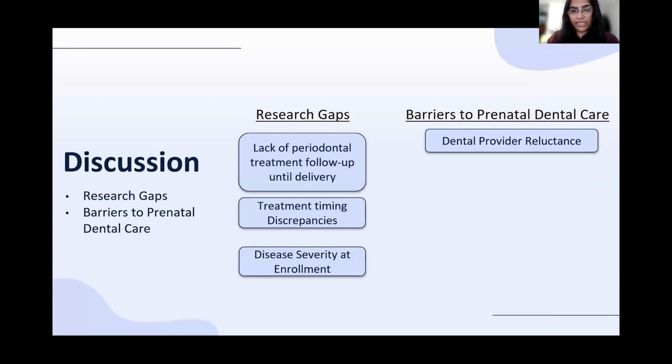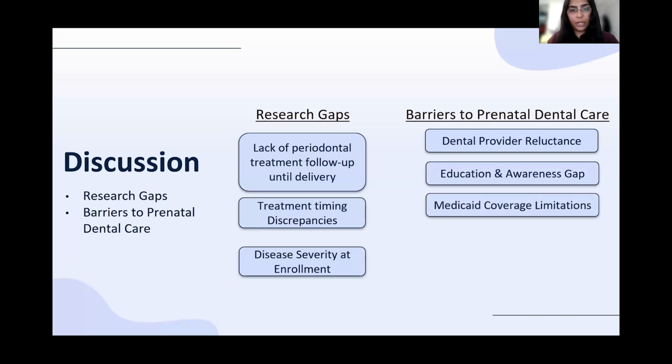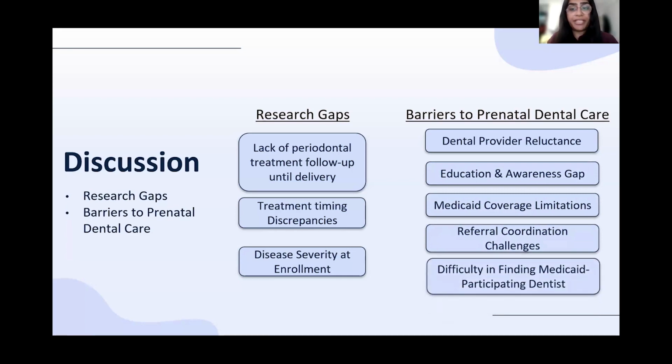Additionally, challenges such as limited education and awareness, restricted dental coverage in Medicaid programs, inadequate coordination between medical and dental providers for referrals, as well as difficulty in locating Medicaid participating dentists are some of the other concerns. Alarmingly, as of 2022, only 25 states and the District of Columbia offer comprehensive dental coverage under Medicaid during pregnancy.